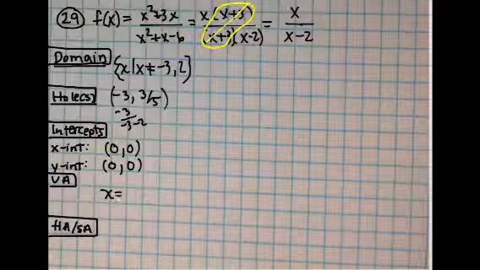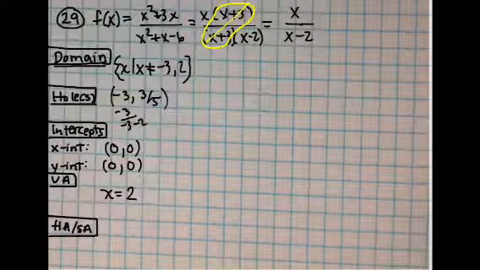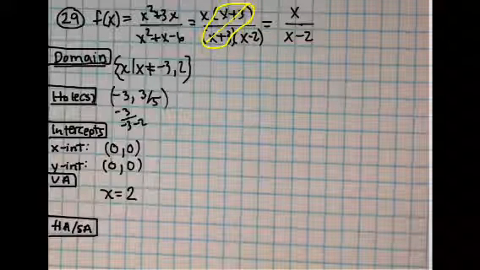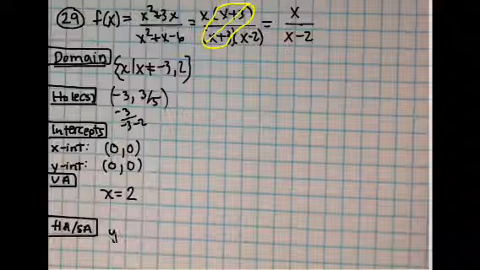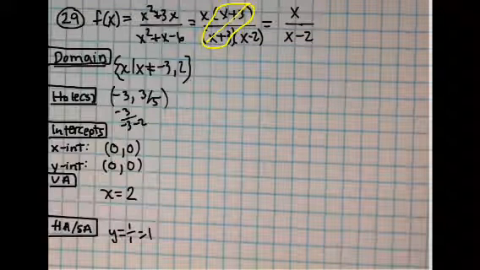X equals positive 2. And because this is another powers equal, the numerator and denominator have the same power, we look at the leading coefficients, y equals 1 over 1, which is 1. Okay?